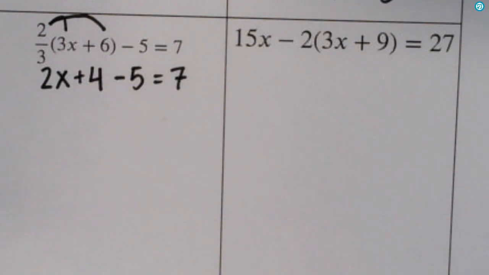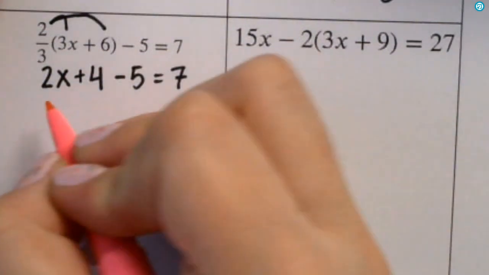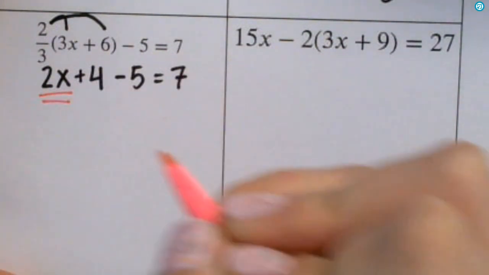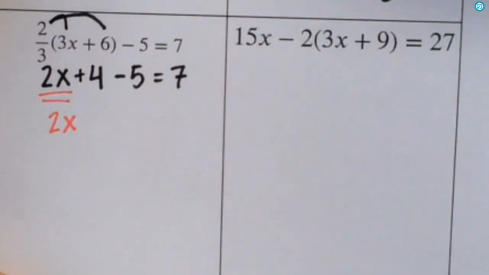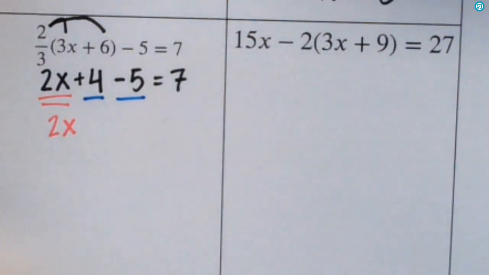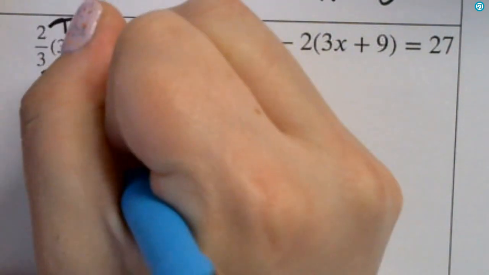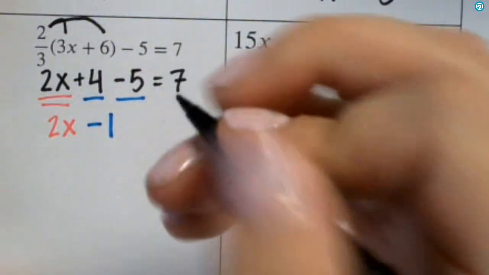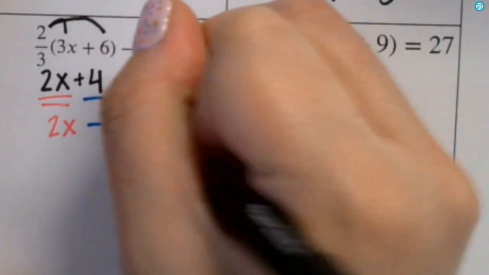Okay, from there, I need to combine. So this 2x doesn't have anything to combine with, so it just stays 2x. This 4 and this negative 5 can combine. 4 minus 5 is negative 1, or minus 1. And that is equal to 7.